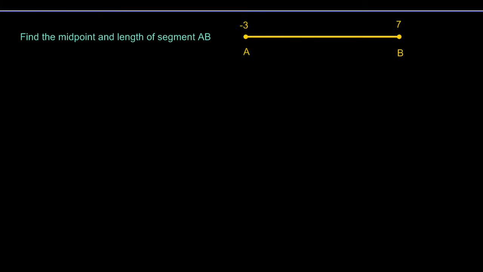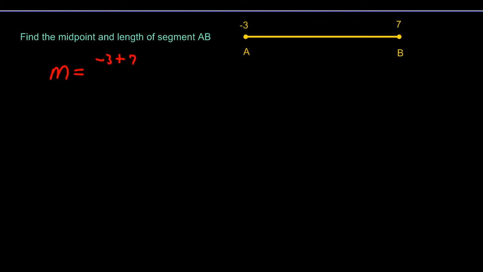In this problem, what I'm asked to do is find the midpoint and the length of segment AB. We know that to find the midpoint on a number line, all we really need to do is average the coordinates of the two endpoints. So my midpoint, which I'll call M, can be found by averaging -3 and 7.